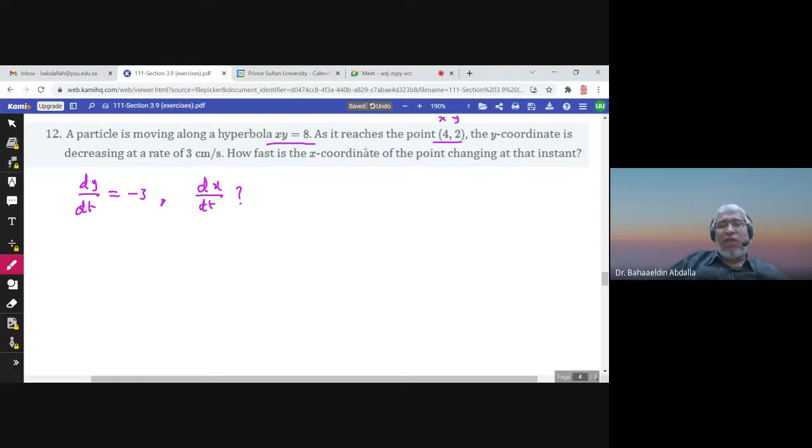I need to find the derivative of the equation. This is a product. So dx by dt times y plus x times dy by dt is 0, the derivative of 8. Well, dx by dt is unknown and y is 2.